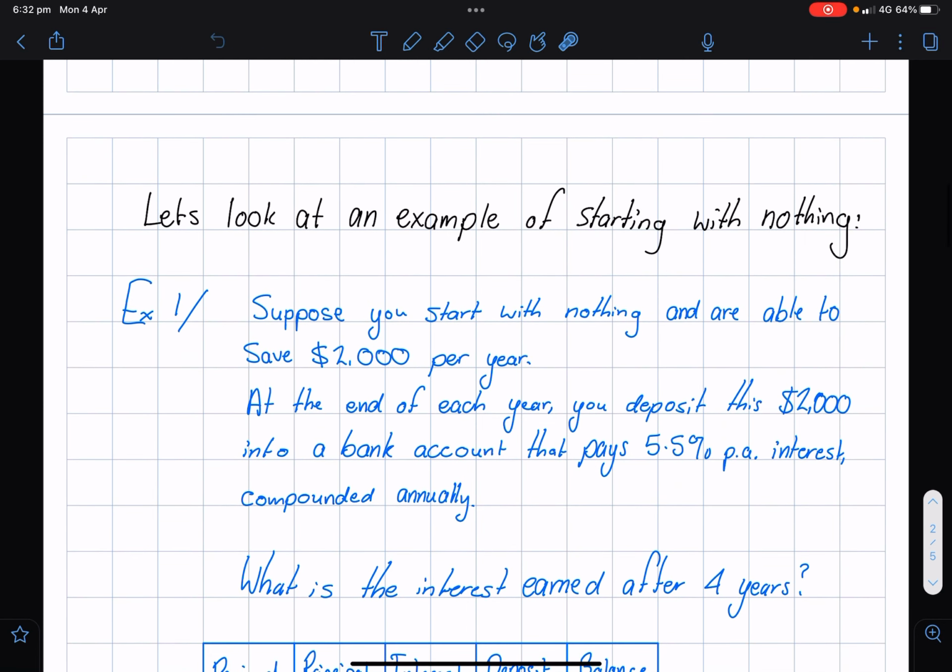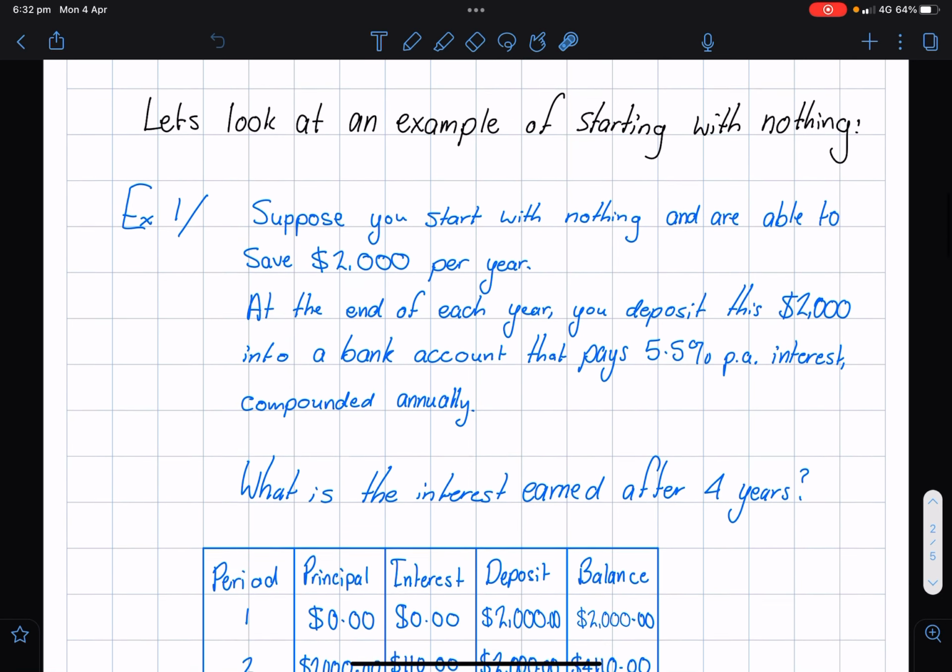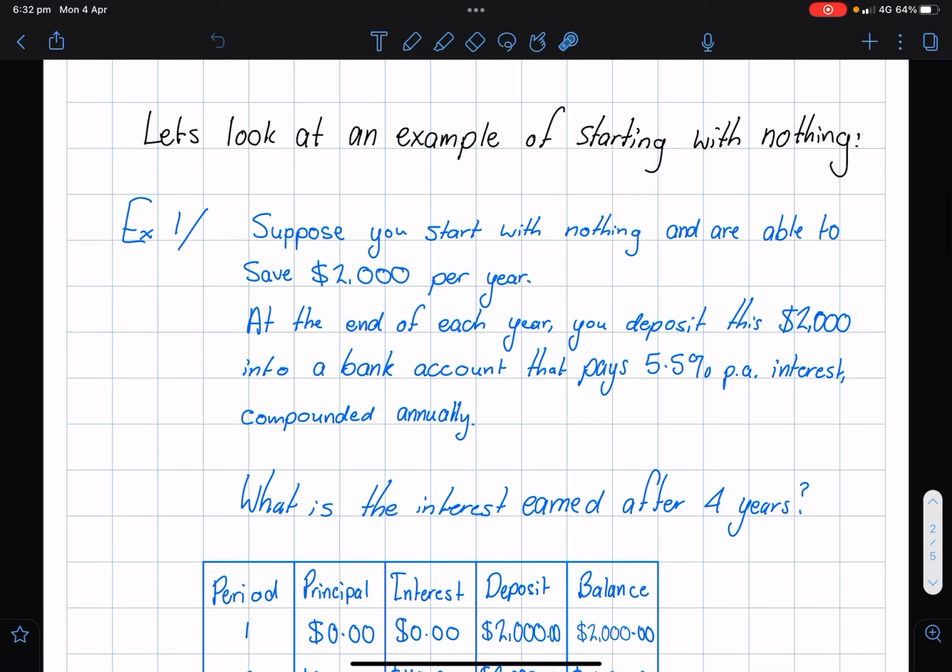Now, if you don't have your calculator on you, or a graphics calculator, I should say, that has the ability to do these calculations for you, I would recommend setting up a little table that looks a bit like this. So period 1, we're looking at a starting balance of $0. We've earned $0 of interest on that. We're going to deposit $2,000 at the end of the year. So that means our balance at the end of the first period is $2,000.